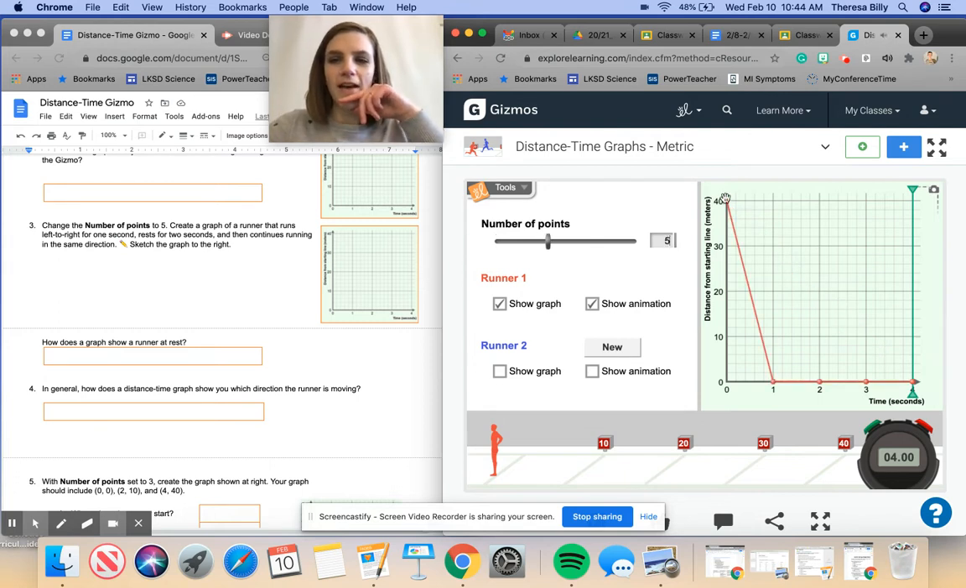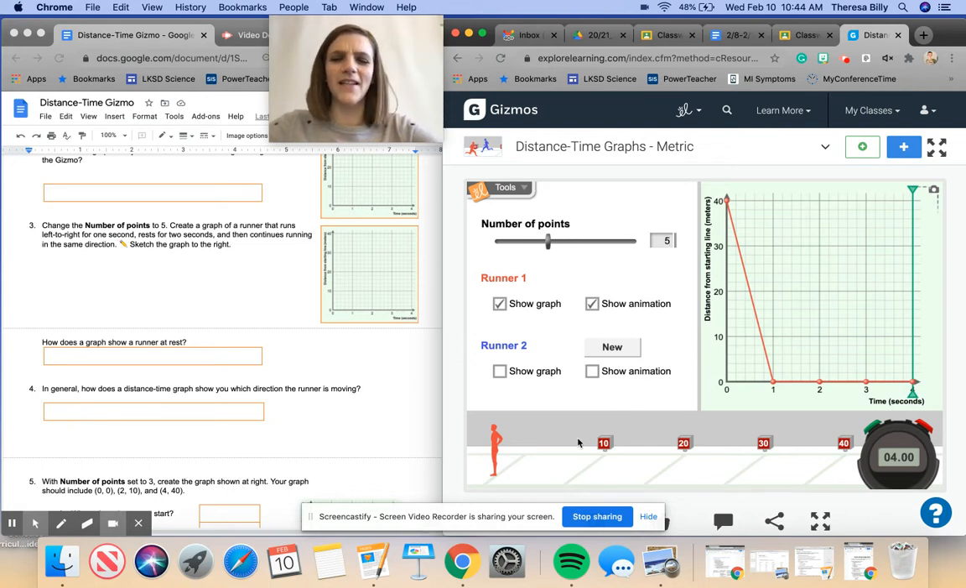Okay, so now we have 1, 2, 3, 4, 5 data points that we can change. Remember, those data points we can only change up and down. We cannot change them left and right. It says create a graph of a runner that runs left to right for 1 second, takes a rest for 2 seconds, and then continues running in the same direction, meaning from left to right again.